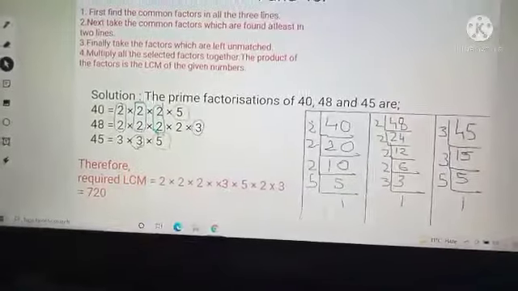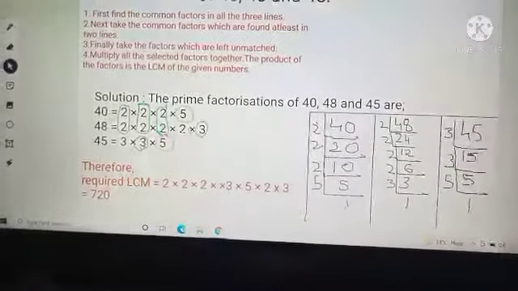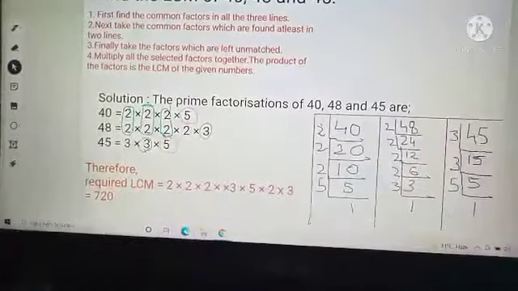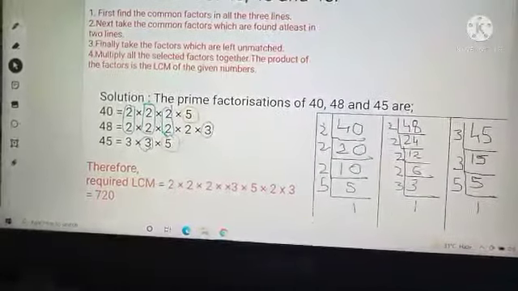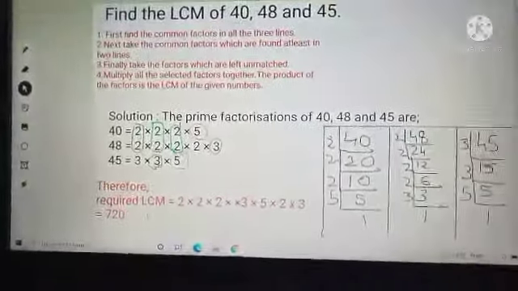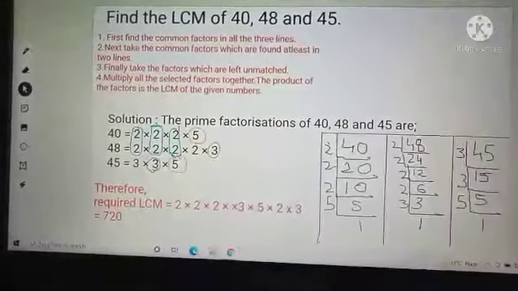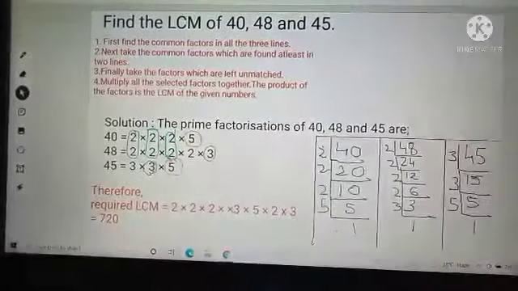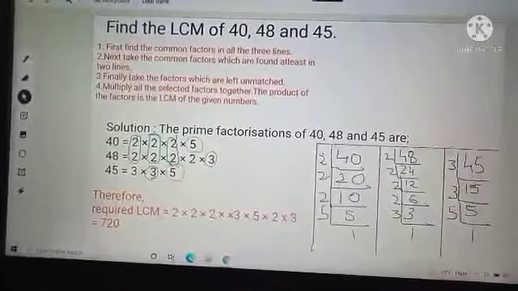Then which is unpaired here? This 2 and this 3. This 3 and this 2. That also we multiply. What is the final answer? 720. Hope it is clear.